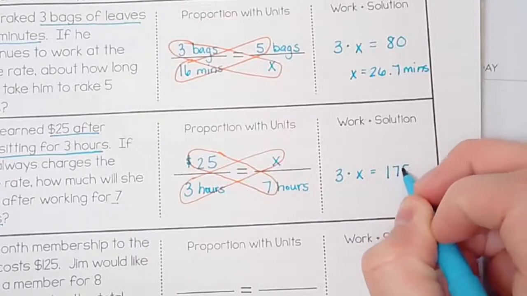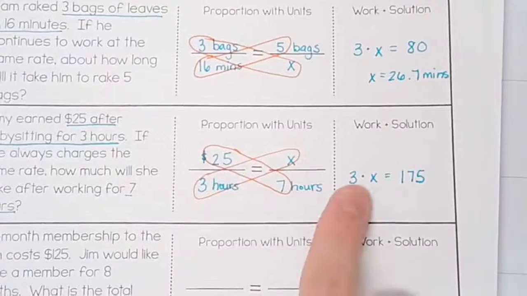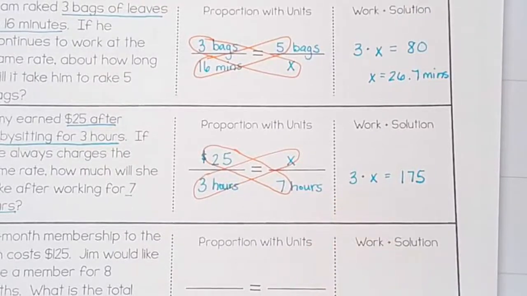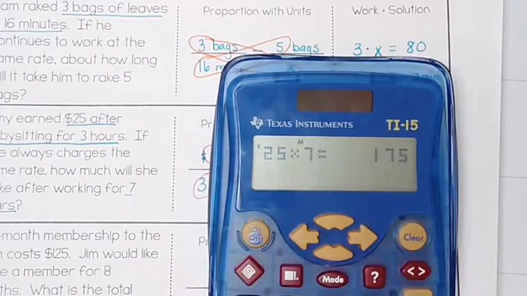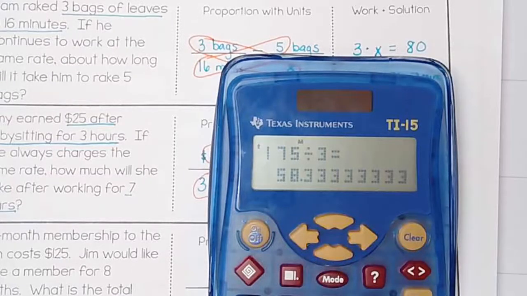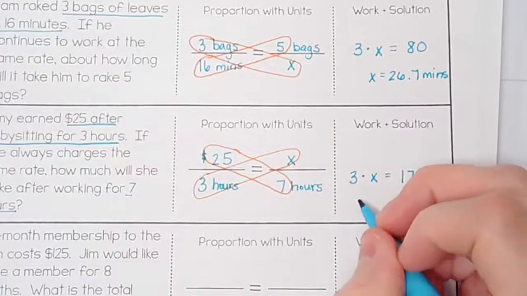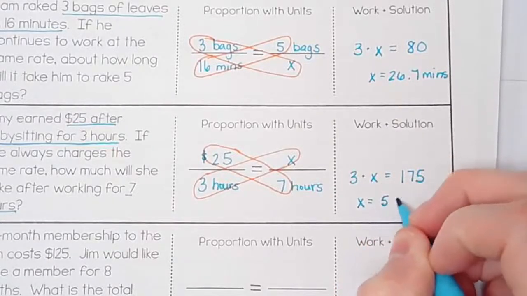I get 58.333. Remember, it is going to round, but that 3 is not going to change, so it's just going to be 58.33. And that would be dollars. That changes things a little bit. So since this is money, I'm going to go to the second place, and that would be 33. So it's like 33 cents.